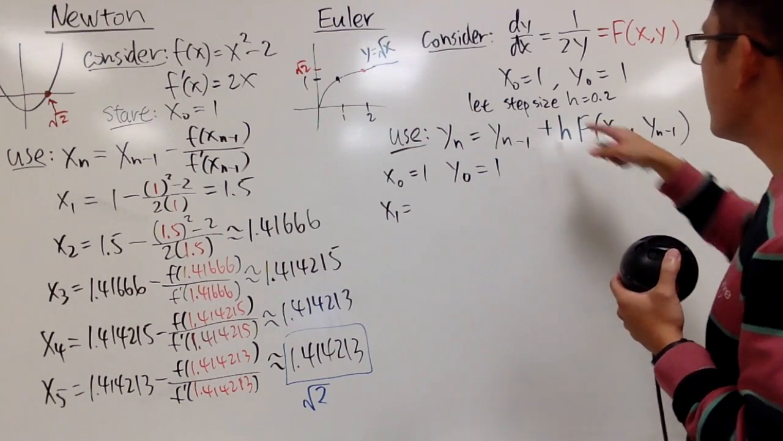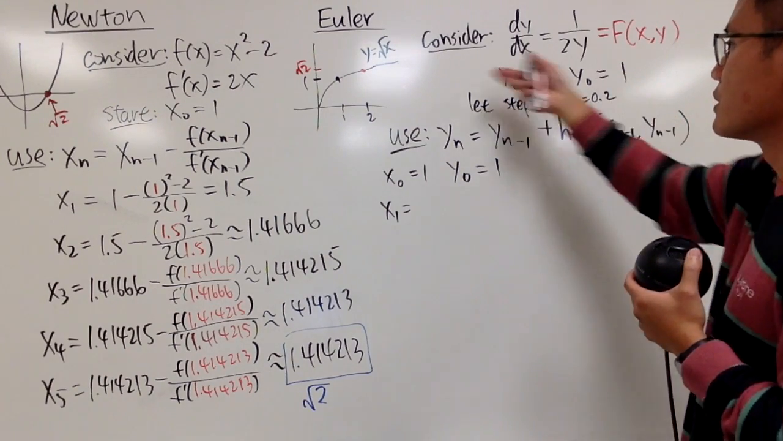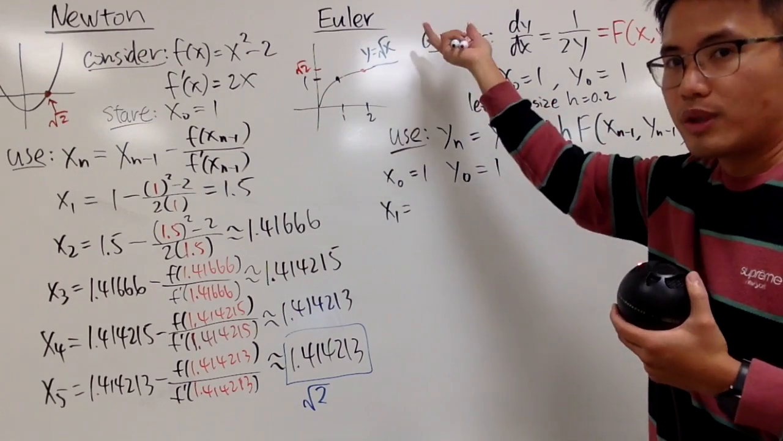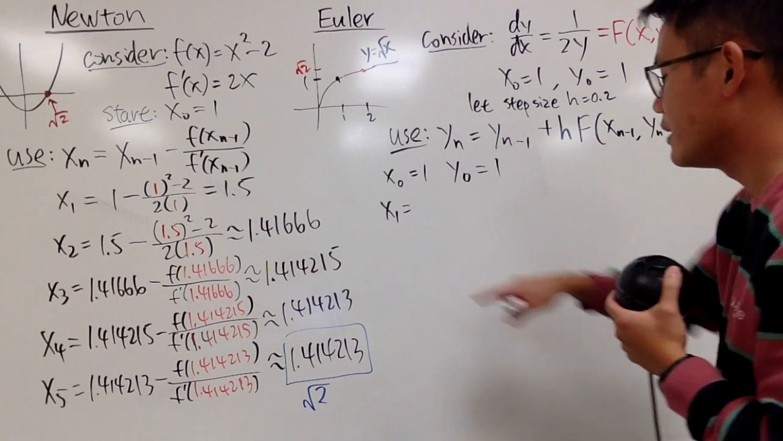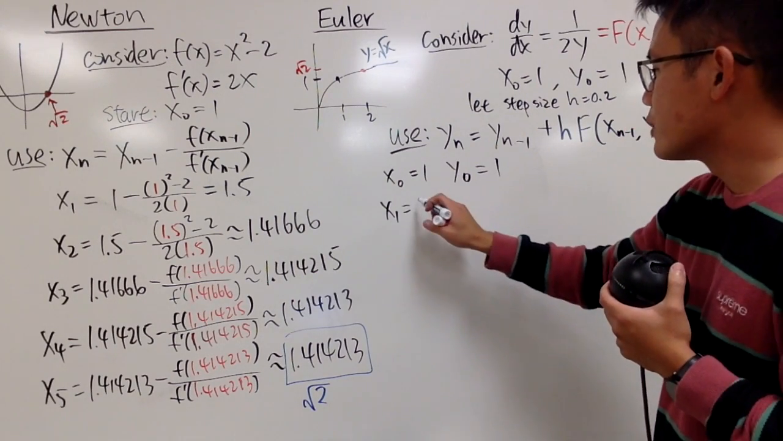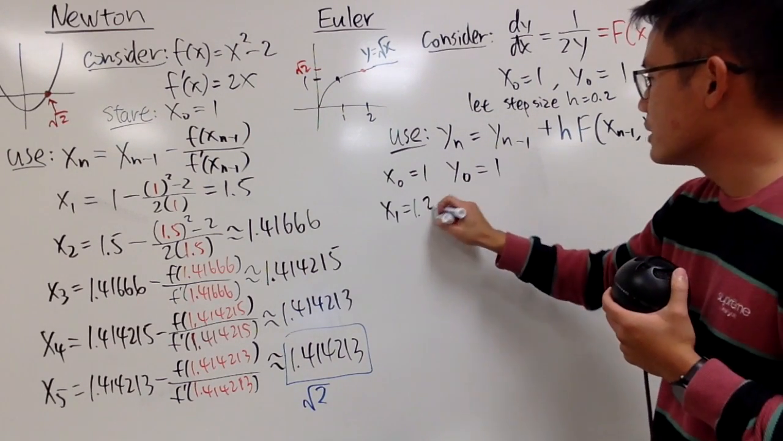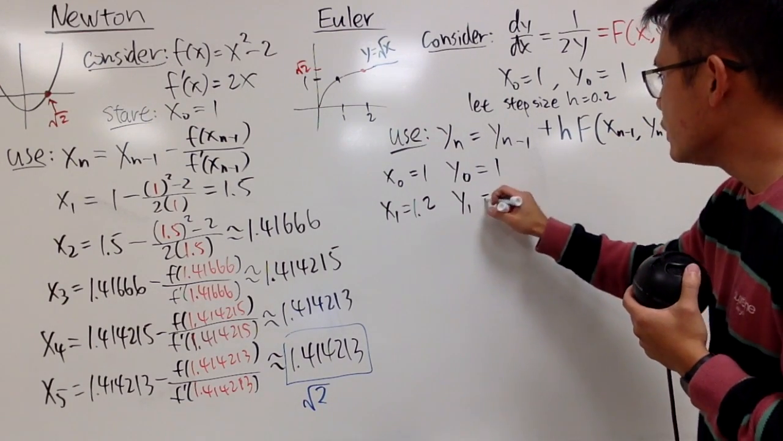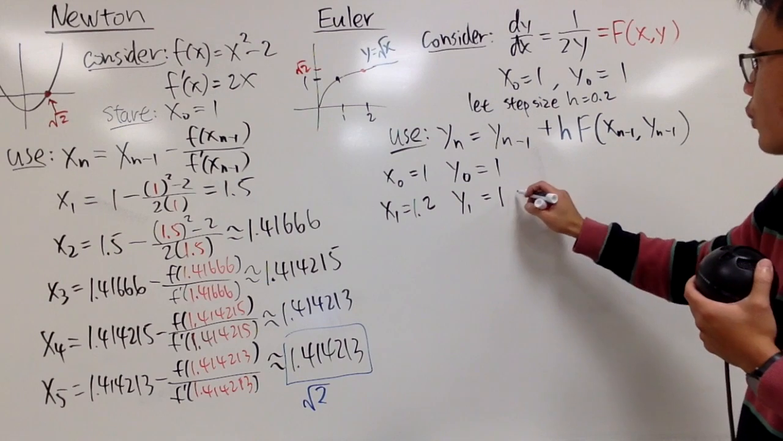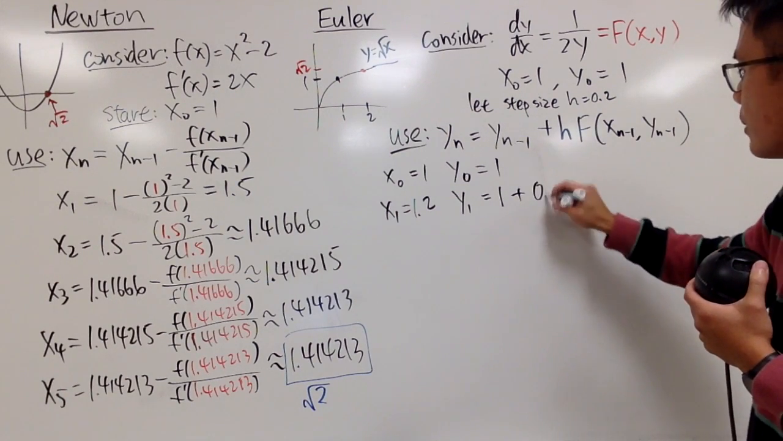And by the way, the reason I know it's 1 and 1 is because, of course, you knew the function, so the square root of 1 is 1. If you solve this differential equation, you do get that. Okay, enough saying. Right here, x1 is just going to be 1.2 because you move 0.2 away. And then, here we go. y1 is equal to the previous y value, which is 1, plus the step size, which is 0.2.